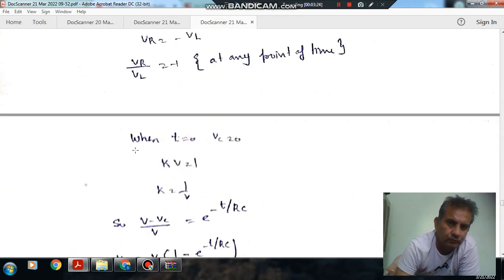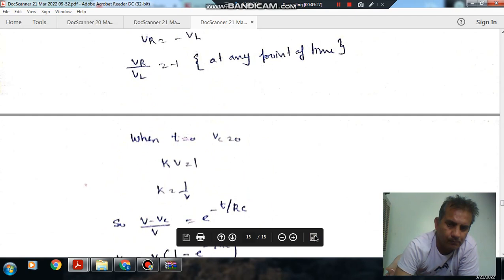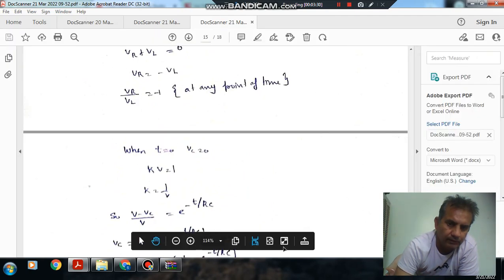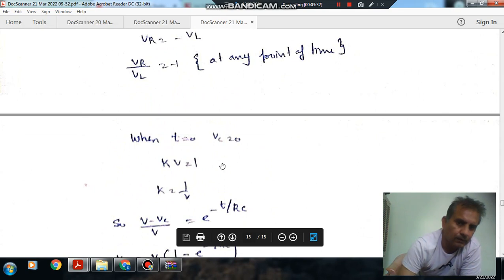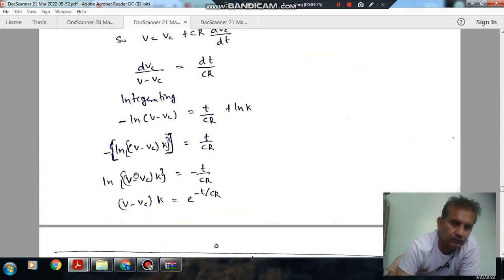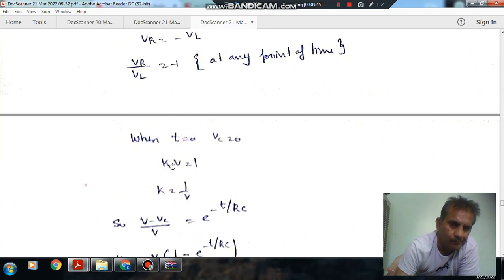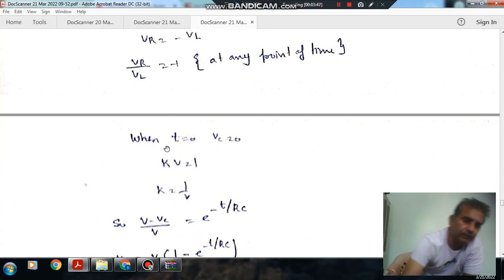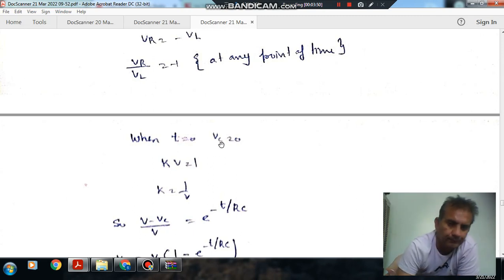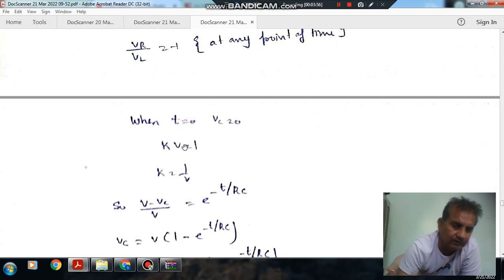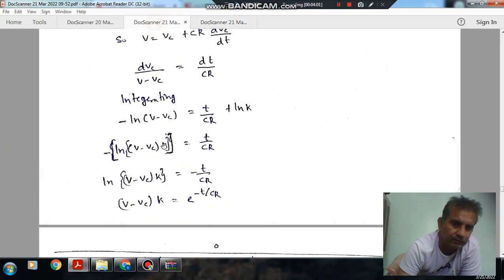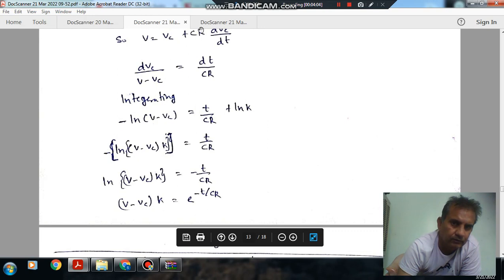When t is equal to 0, this exponential quantity will be 1. When t is equal to 0, there is no potential across the capacitor also, so Vc is also 0, because this is the initial condition. So KV is equal to 1, so K is equal to 1 by V. Now this equation can be written with K equal to 1 by V.